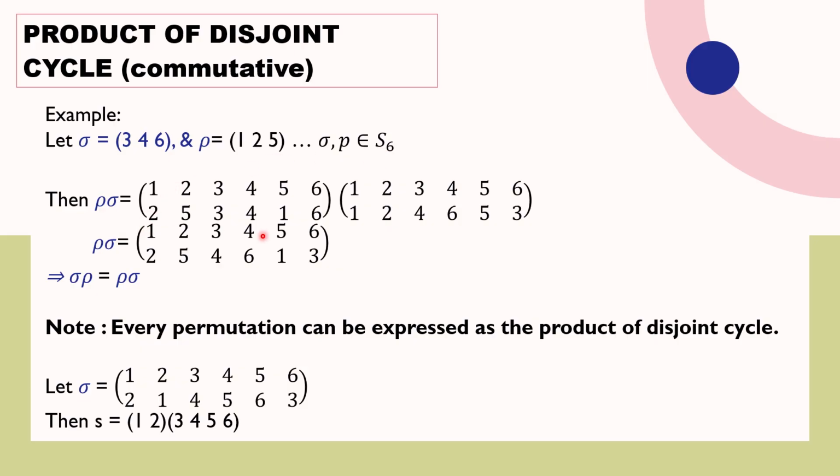So the answer will be 1 2 3 4 5 6, and then what you will do is 1 goes to 2, 2 goes to 2, you write 2 here, 2 goes to 5, 5 goes to 5, then 3 goes to 3, 3 goes to 4, 4 goes to 4, 4 goes to 6, 5 goes to 1, 1 goes to 1, and 6 goes to 6, 6 goes to 3. So that's how you get the answers.